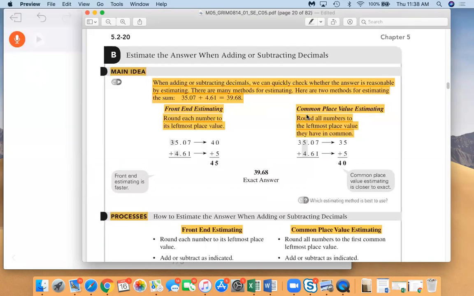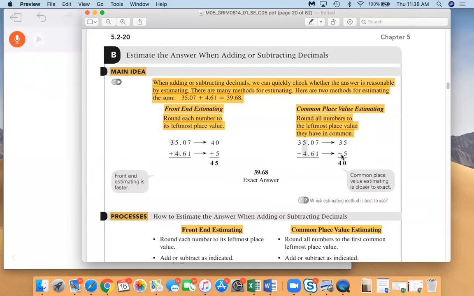Common place value estimating is where you line them up and you take whichever one they have that's in common all the way to the left. So this number on the bottom does not have a tens place. It does have a ones place. So that's the leftmost common place. So we round here. So 35, you go to that 0, it rounds it down to a 35. 4 still rounds to a 5 because that was where we rounded before that. 6 rounds it up to a 5.